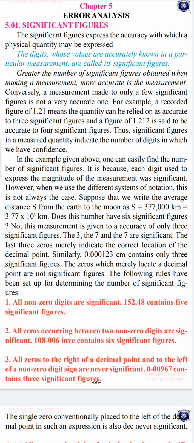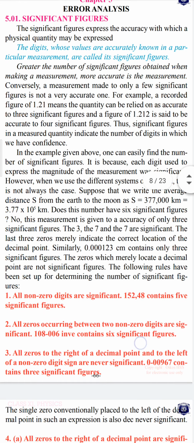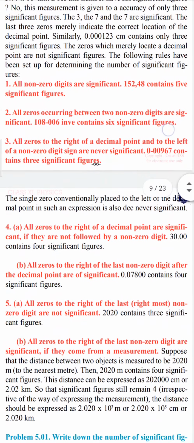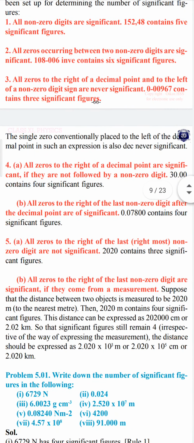The following rules have been set up for determining the number of significant figures. 1. All non-zero digits are significant. 15,248 contains 5 significant figures. 2. All zeros occurring between 2 non-zero digits are significant. 108.006 contains 6 significant figures. 3. All zeros to the right of a decimal point and to the left of a non-zero digit are never significant. 0.00967 contains 3 significant figures. The single zero conventionally placed to the left of the decimal point in such an expression is also never significant.